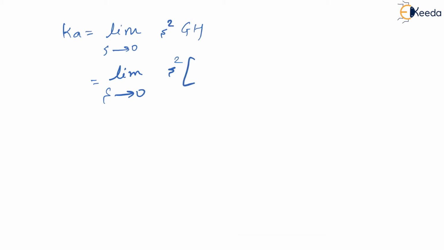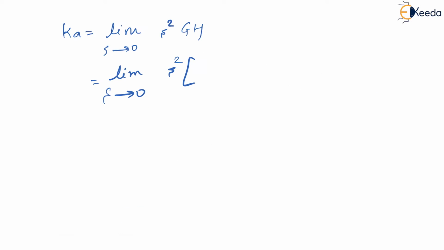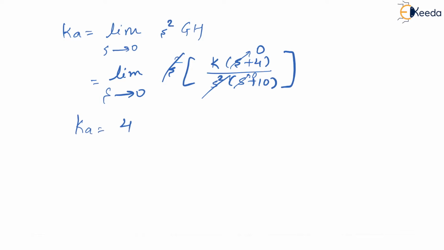So if you think of Ka, what is Ka, sir? Ka is nothing but limit as s tends to 0, s squared GH, right? Which means it is equal to limit as s tends to 0, s squared into GH. GH is this one, we have just now understood it, right? So it is nothing but K into s plus 4 upon s squared into s plus 10. So s squared gets cancelled. If I put s equal to 0 here, it becomes K into 4 by 10, which means Ka is nothing but 4K by 10. That's it. Problem solved.